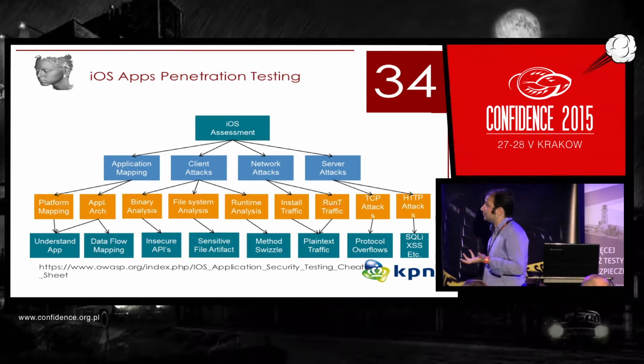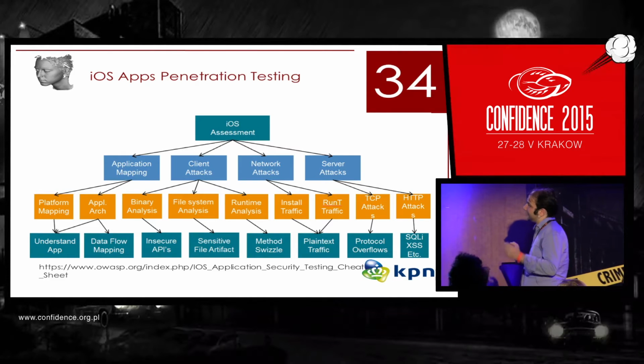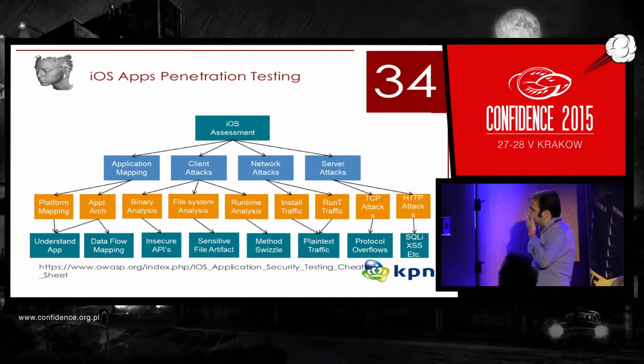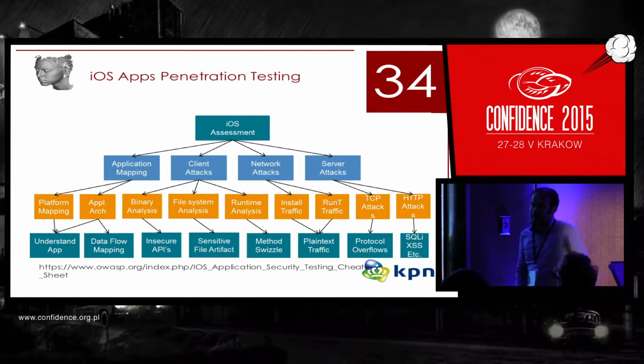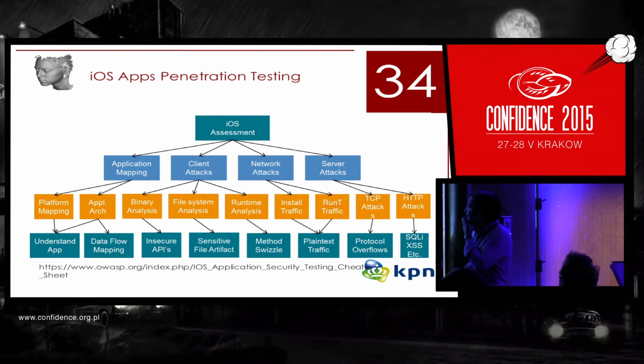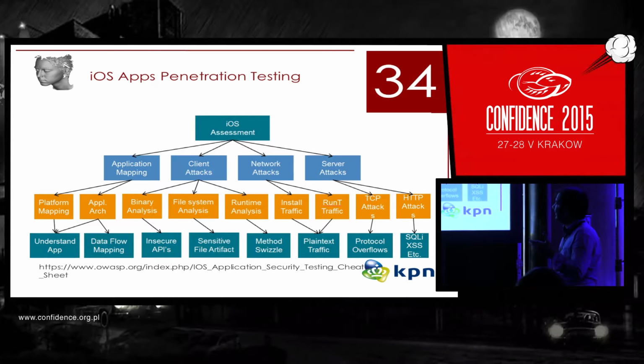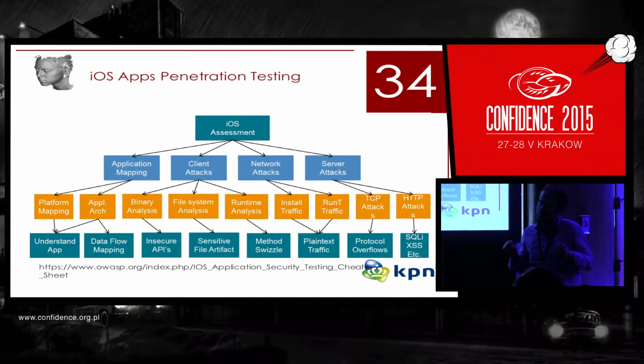If you want to analyze in groups, we can divide into subsections like application mapping, client attacks, network attacks, and server attacks. It's pretty much similar to mobile web application assessment, but the only subtle difference is that the binary is involved, the platform mapping and data flow are different, the APIs being used are part of the framework, and file system analysis needs to be involved in testing.